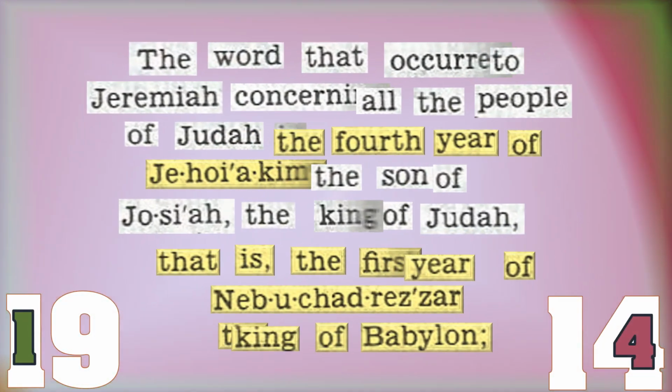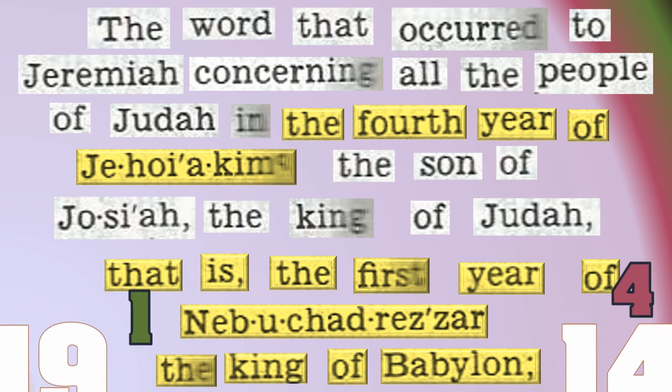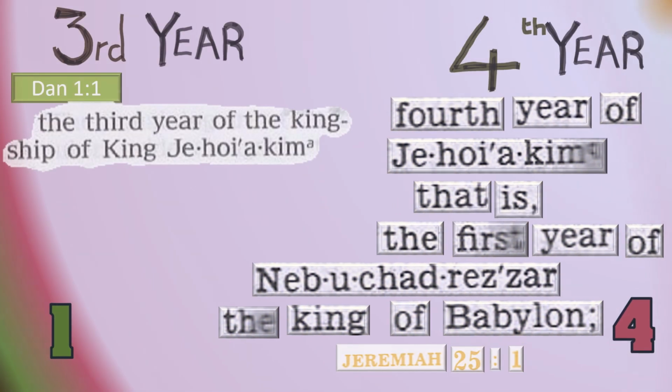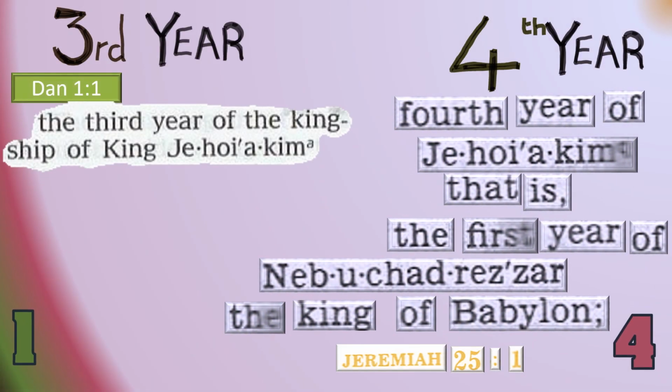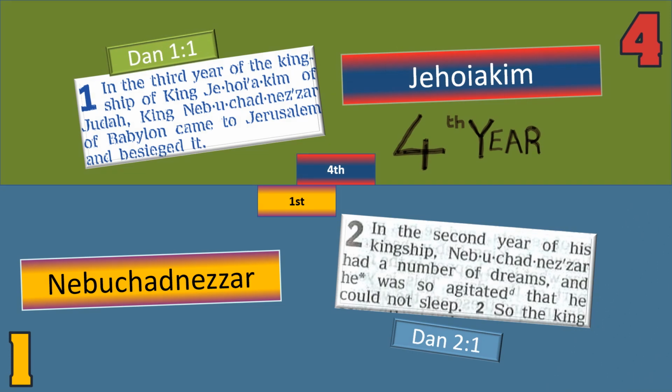Jeremiah 25:1 reads, "The word that occurred to Jeremiah concerning all the people of Judah in the 4th year of Jehoiakim the son of Josiah, the king of Judah, that is, the 1st year of Nebuchadnezzar, the king of Babylon." So, the 3rd and 4th years of Jehoiakim's rulership. The 4th year of Jehoiakim was the 1st year of Nebuchadnezzar's rulership.